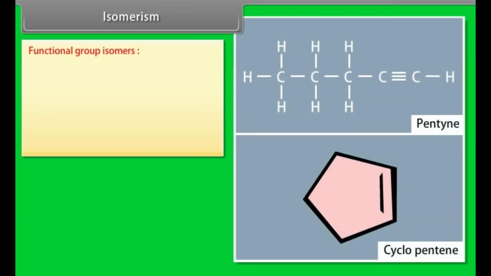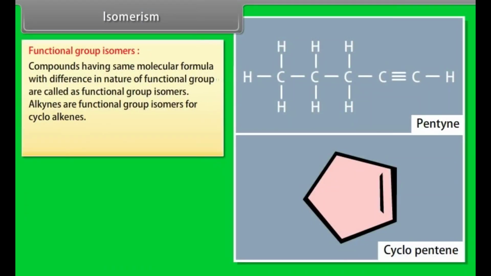Functional group isomers. Compounds having the same molecular formula with a difference in the nature of the functional group are called functional group isomers. Alkynes are functional group isomers of cycloalkenes. For example, pentyne and cyclopentene are functional group isomers.